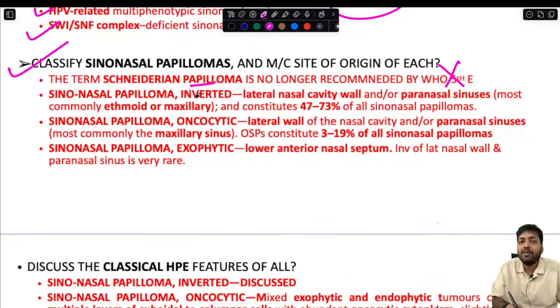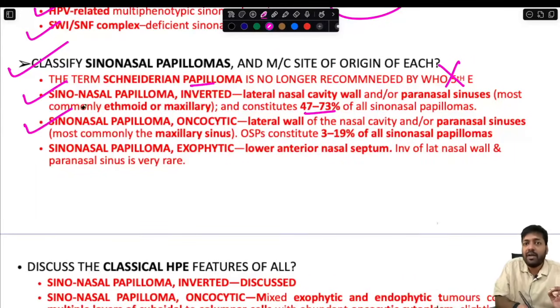The 3 main types of papilloma are, first, sinonasal papilloma inverted variety, which is the most common variety, constituting 47 to 73% of all sinonasal papillomas. It most commonly arises from the lateral nasal cavity wall and/or paranasal sinuses, most commonly the ethmoid or maxillary. The second most common variety is the oncocytic variety, constituting 3 to 19% of all sinonasal papillomas. Just like the inverted variety, it also arises from the lateral wall of the nasal cavity and/or paranasal sinuses, most commonly the maxillary sinus.